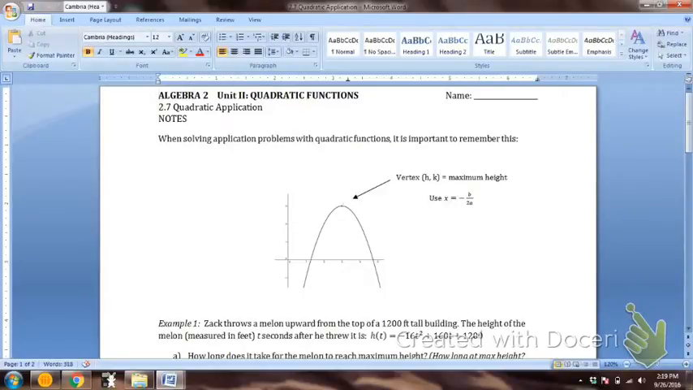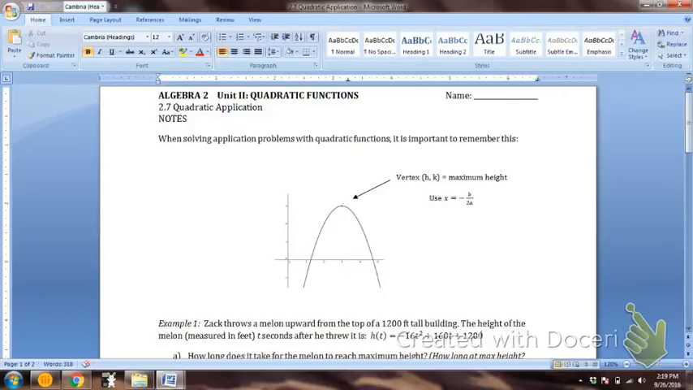All right, lesson 2.7 deals with quadratic application. Okay, so why have we been doing all the stuff we've been doing? It's for this lesson right here. When are you ever going to use this in real life? Here you go. We'll find out. Yep. Now we're going to understand what we're doing.